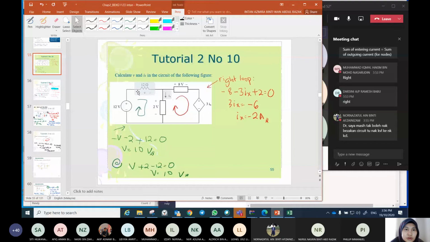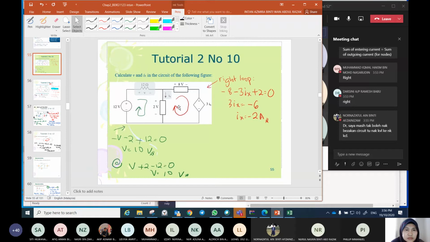Okay. So, up to you, which method is suitable for your analysis? Okay. So we use KVL to find the voltage. Okay. We use KCL to find the current.